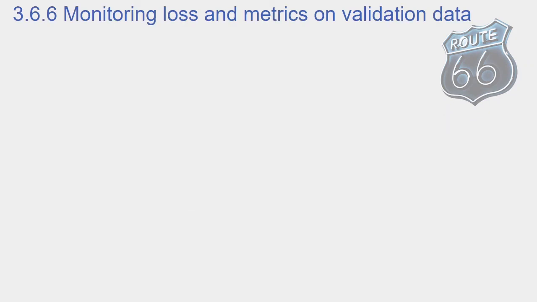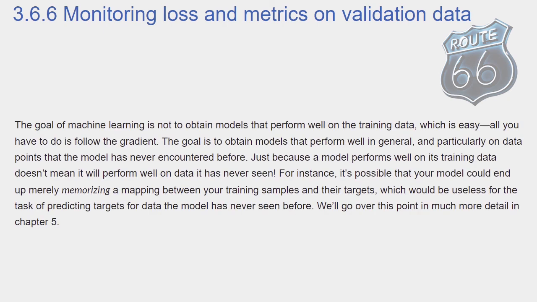Section 3.6.6. Monitoring loss and metrics on validation data. The goal of machine learning is not to obtain models that perform well on the training data, which is easy. All you have to do is follow the gradient. The goal is to obtain models that perform well in general, and particularly on data points that the model has never encountered before. Just because a model performs well on its training data doesn't mean it will perform well on data it has never seen.